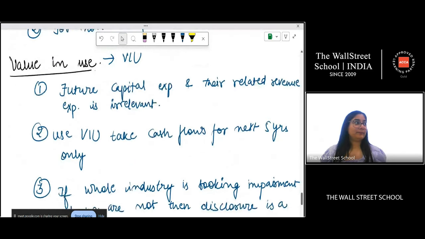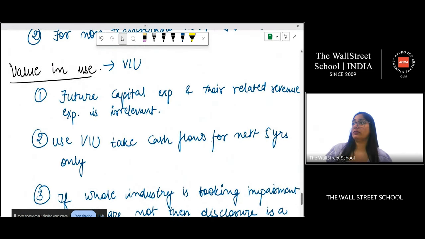Ma'am, ROU assets booking impairment. Right of use.